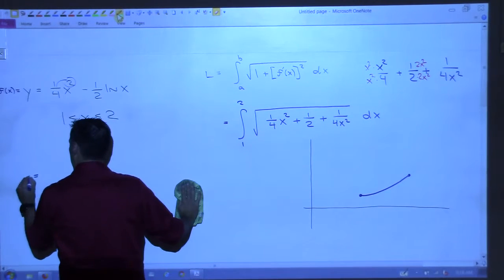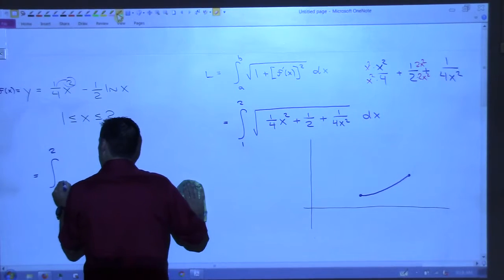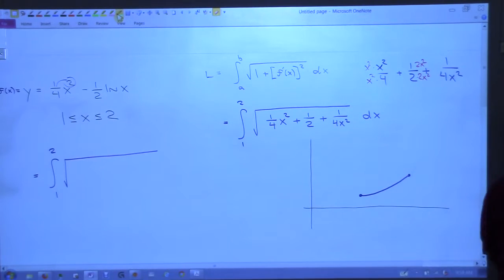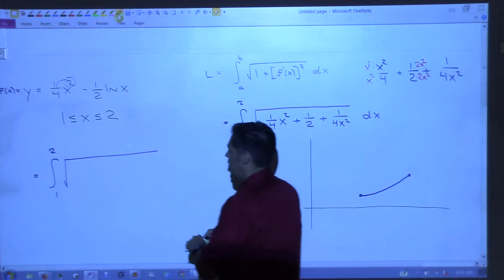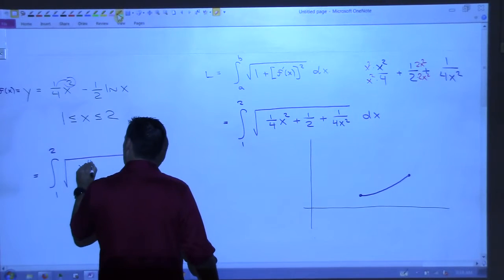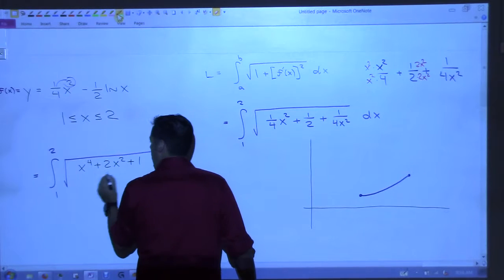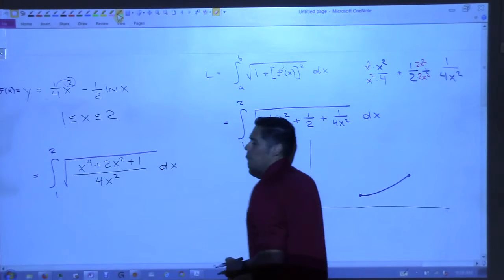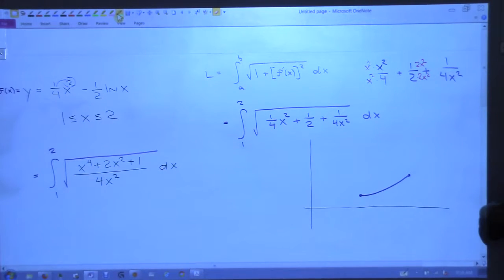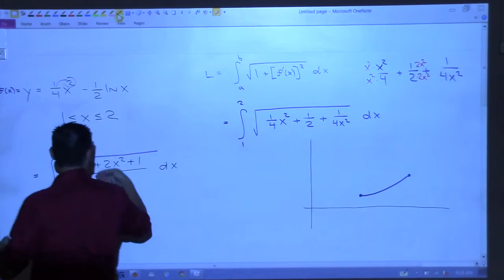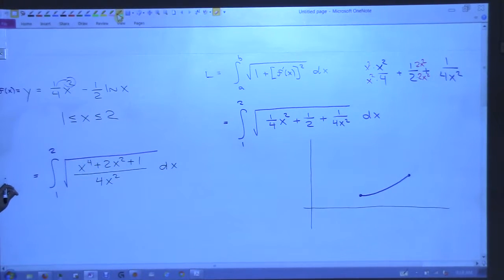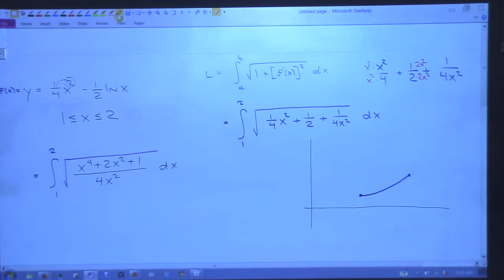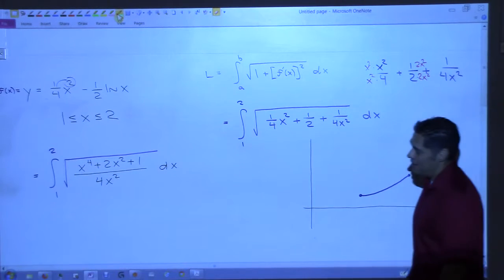So let's see where we are here with this integral. We should have the integral from 1 to 2, square root. What's my new numerator? x to the 4th plus 2x squared plus 1, over my common denominator, 4x squared, dx. Now, part of the reason why we want to get a common denominator is because if you get one fraction, then you can do the root on the top and bottom separately, can't you? Yeah. But there's something even nicer happening up in the numerator.